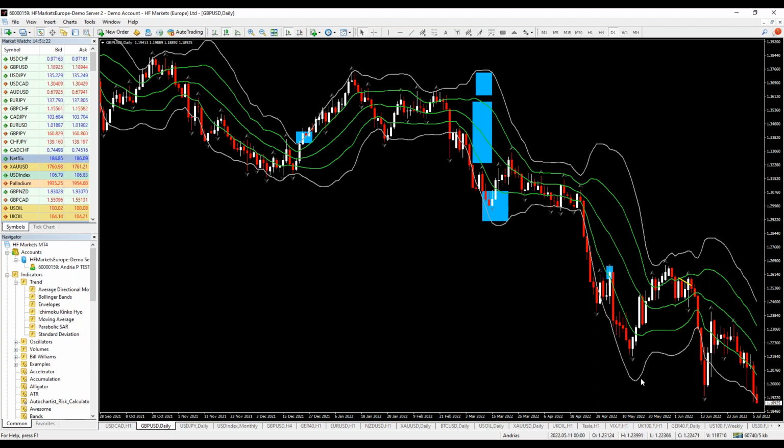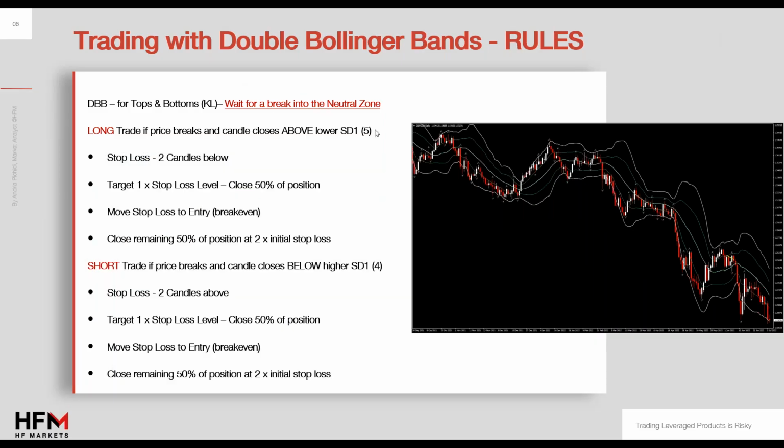So it has entered the neutral zone here, here, here, right here, it entered back to the neutral zone. Here as well, but it quickly left it. So every time that it enters and closes the candle within the neutral zone is the very first sign that we have a break of the neutral zone. So now we should take decisions.